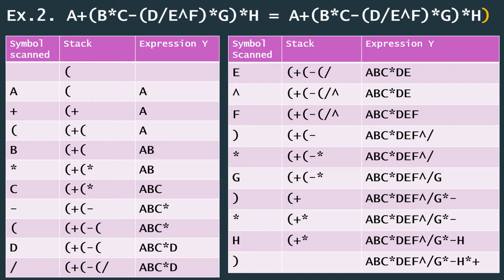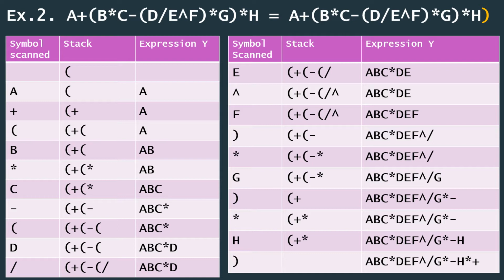Now we will scan each symbol one by one. First is A. A is an operand, so that will go to the expression part. Then plus is an operator, which will come to the stack. The next is the left parenthesis, that will also go to the stack. And B is an operand, that will go to the expression part.